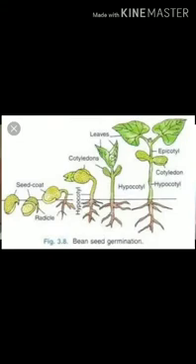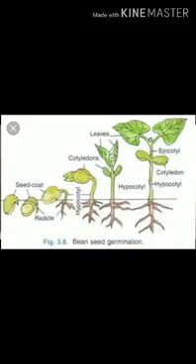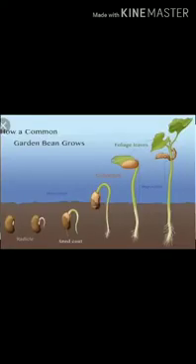You will see the epigeal type of germination is in bean, and the hypogeal type of germination is in pea and maize. Now let us move on to the germination of bean seed. In the germination of bean seed, the seed swells up after absorbing water. The radicle elongates and extends downward into the soil. The hypocotyl elongates and the plumule reaches the surface of the soil. The cotyledons come out of the soil, and the germination of bean seed is epigeal type.